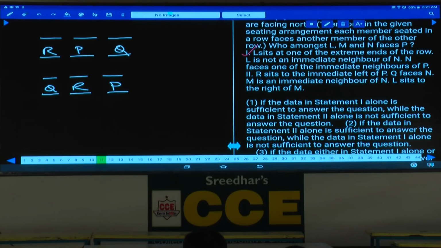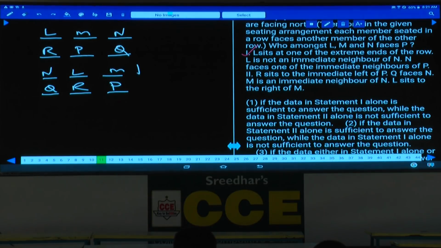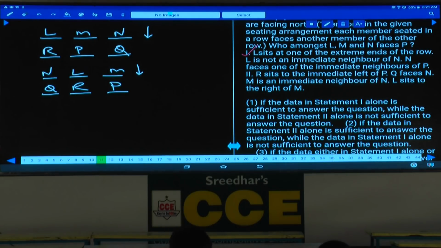Q faces N. Now this Q is facing N, this Q is facing N, and L sits to the right of M. L is to the right of M. As L is to the right of M, here also L is to the right of M because these persons are facing towards south. And towards their right hand side is towards our left hand side. Then what is the answer here? Then who is facing M here?